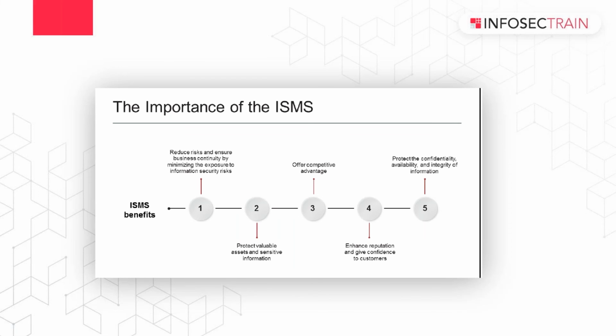So we are going to protect the CIA. How? By implementing an ISMS, an information security management system. If you want to secure your confidential data, add a control. If you want to secure your database or any asset, add a control over there. So these are the importance of an ISMS: protecting valuable assets and sensitive information, offering competitive advantage, enhancing reputation and giving confidence to customers, and protecting the confidentiality, availability, and integrity of information.